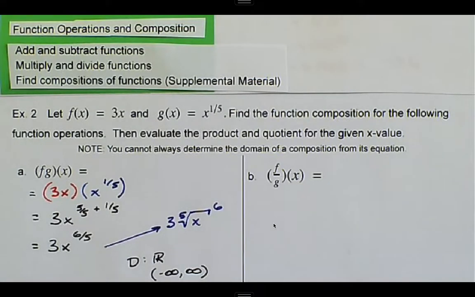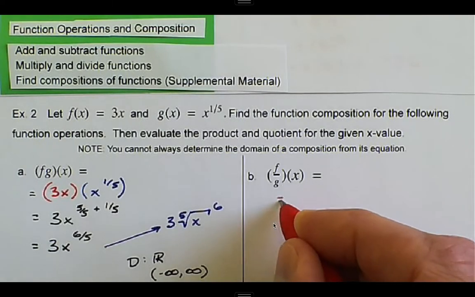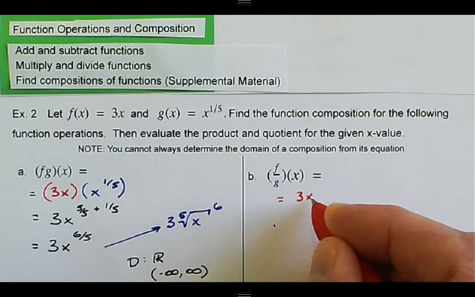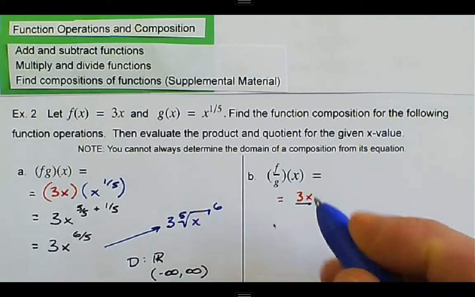If we look at f divided by g of x, we're going to do the same thing. We're going to take the f function, which in this case is 3x, and we're going to divide it by the g function, which in this case is x to the 1/5.